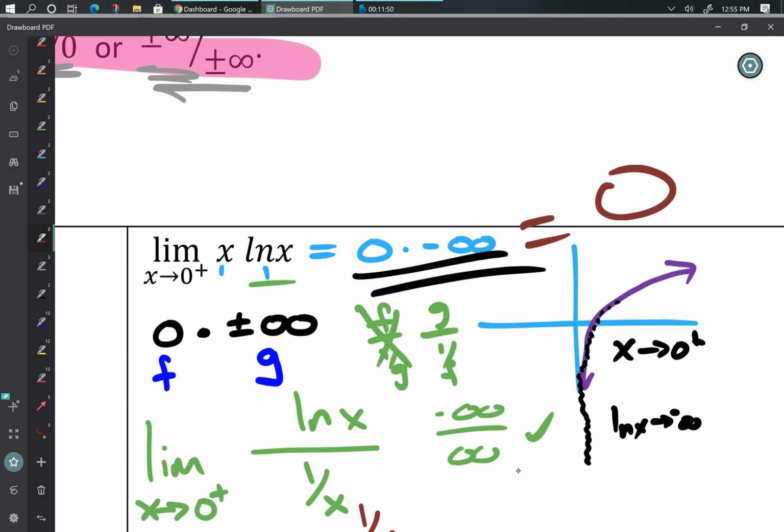Hey, we've seen 2 problems in a row right now where 0 times infinity works out to be 0. Should we assume from that that 0 times infinity is always 0?